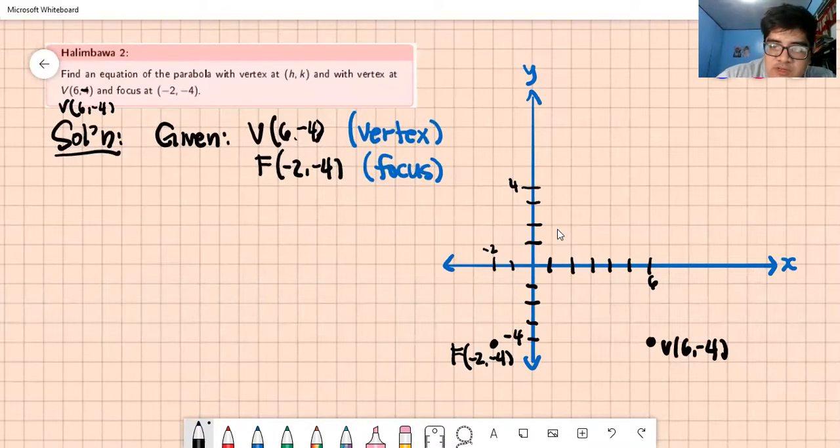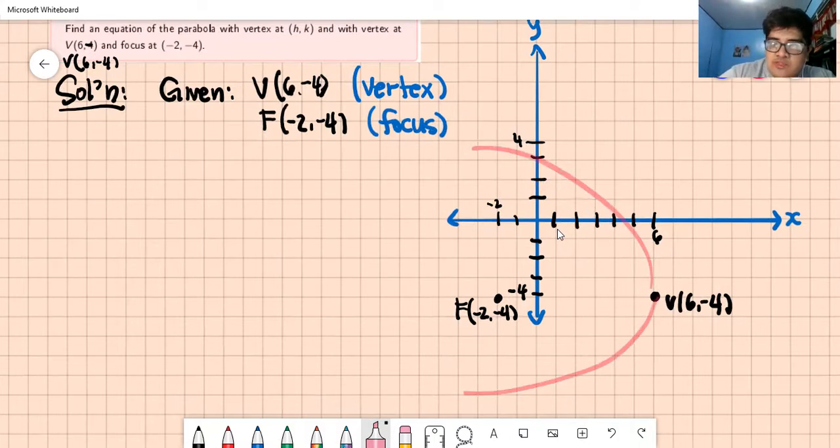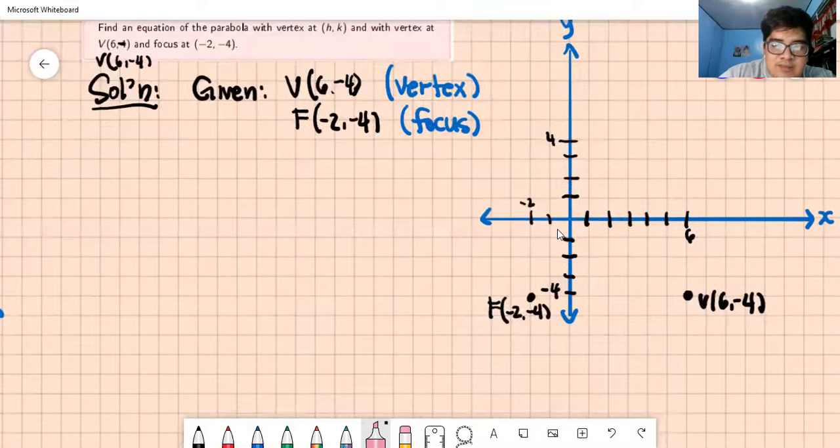Kung nandiyan ang focus, ano ibig sabihin yan, guys? Listen to me. The opening of the parabola is to the left. Okay? The opening of the parabola is to the left kasi nandun yung focus. Kung nasan yung focus, nandun yung opening ng parabola mo. Okay? Pero delete natin yan. Ngayon, anong kailangan natin malaman? Meron na tayo ng vertex. Anong kailangan ko malaman? Yung P.